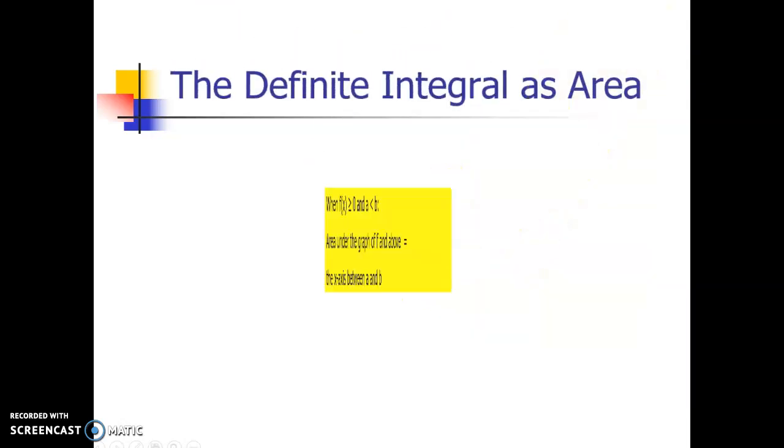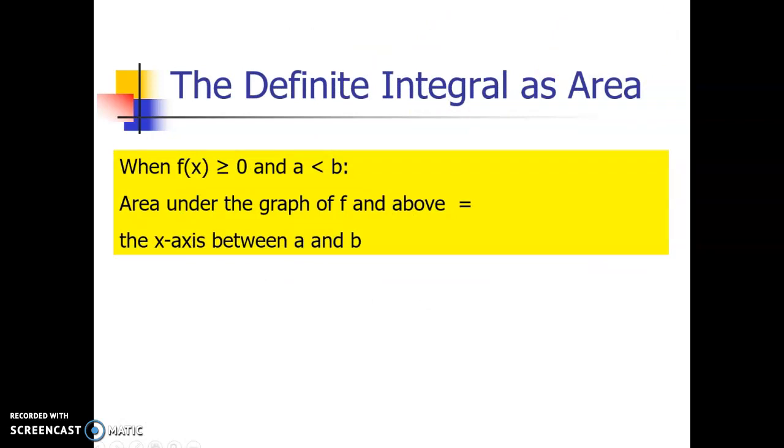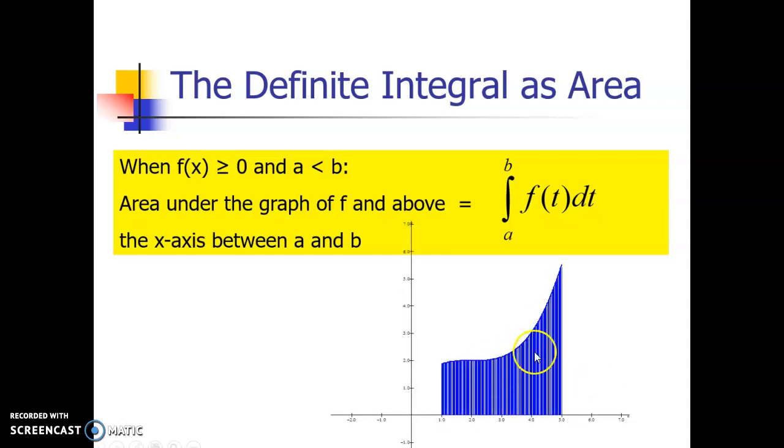So, the definite integral as area. When f of x is above the x-axis, when I have a function that is greater than 0, and a is less than b, then the area under the graph of f and above the x-axis between a and b will give us the value of the definite integral. For instance, if I showed you this curve and I drew like 1,000 rectangles here, you can see all those little rectangles I drew. So this blue area, whatever that area happens to be, will be the value of what this thing is called, the definite integral.